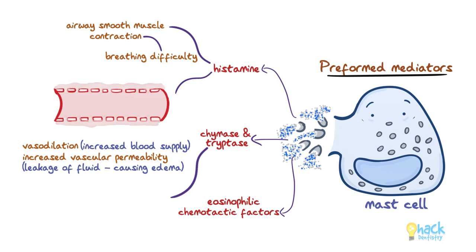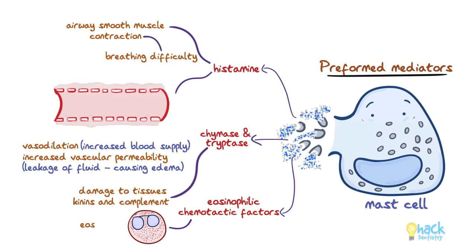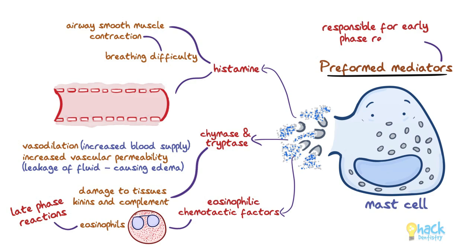Enzymes like chymase and tryptase cause damage to the adjacent tissues and lead to generation of kinins and complement, leading to further inflammation. Eosinophilic chemotactic factors recruit eosinophils to the site of allergy and are implicated in late phase reactions. Now, manifestations of these mediators, namely histamine and enzymes, are called early phase reactions, since these manifestations occur within 5 to 30 minutes of the allergen exposure and may subside within 60 minutes.